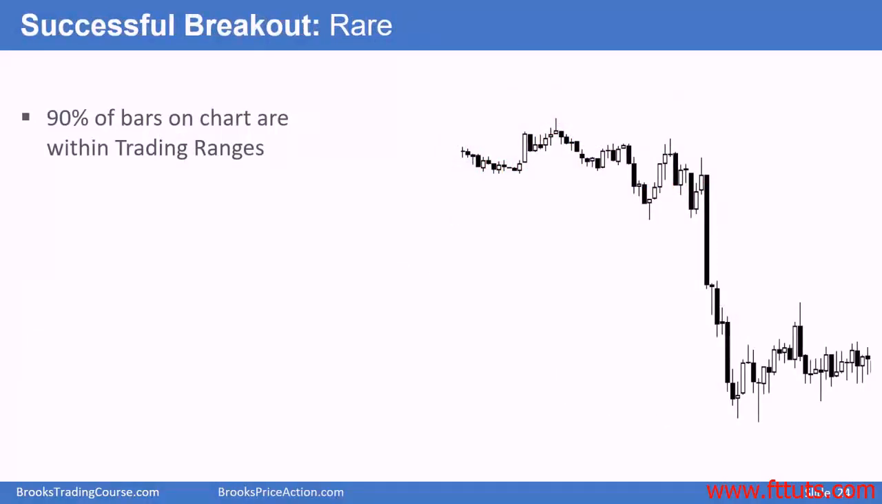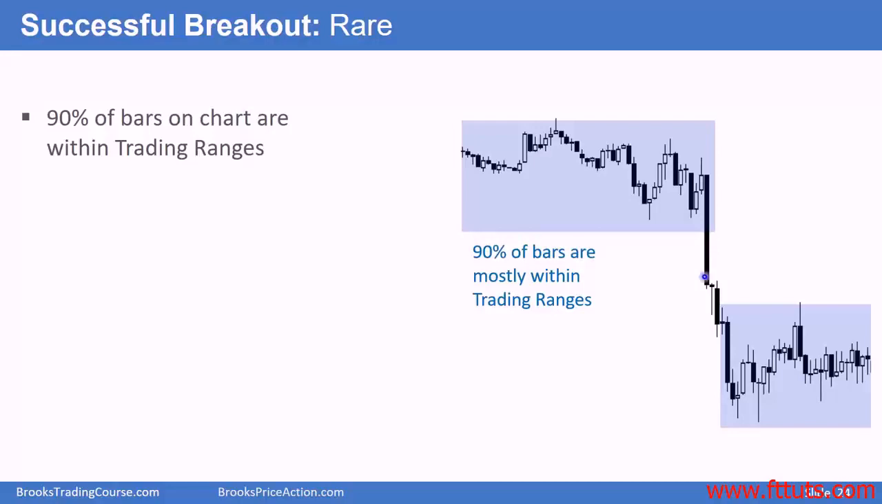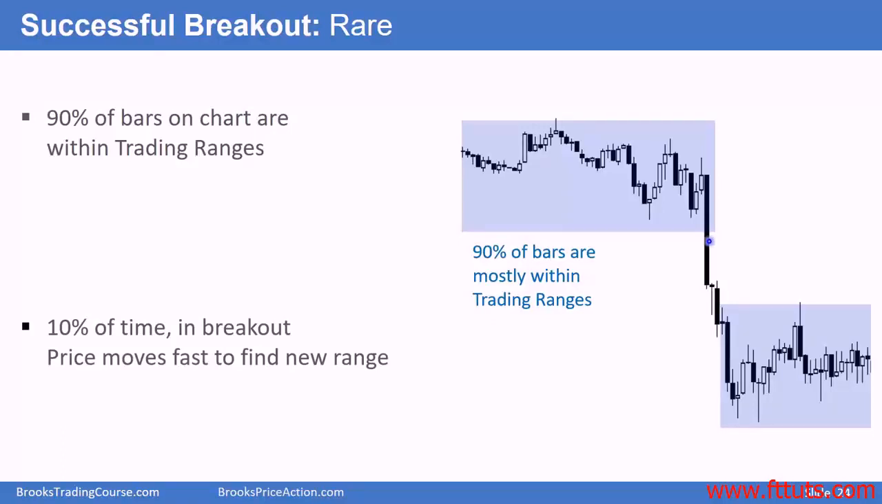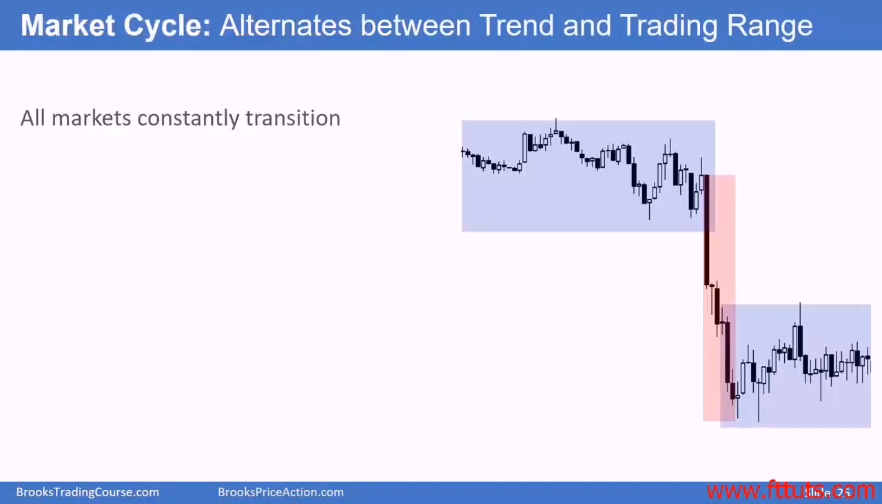On every chart, any time frame, 90% of the bars are within trading ranges, like here and here. Only 10% of the bars on any chart are in a breakout like this. During the breakout, traders believe the price is too high and the market has to get down to some new level. Nobody knows exactly where it will be, but price is moving quickly to find a new range of fair prices. These breakouts only occur during about 10% of the bars on any chart. Markets are always constantly transitioning from trading ranges into breakouts, from breakouts into trading ranges.